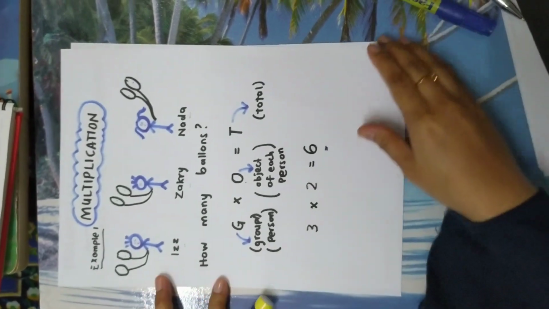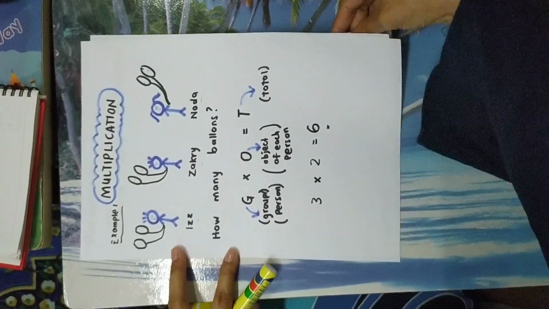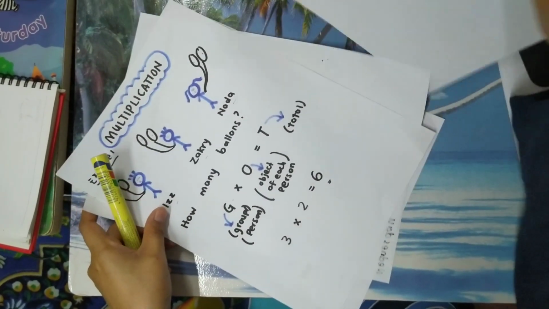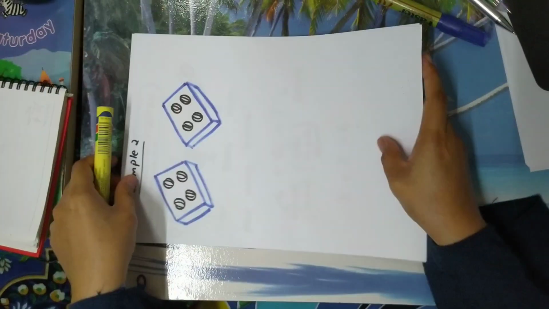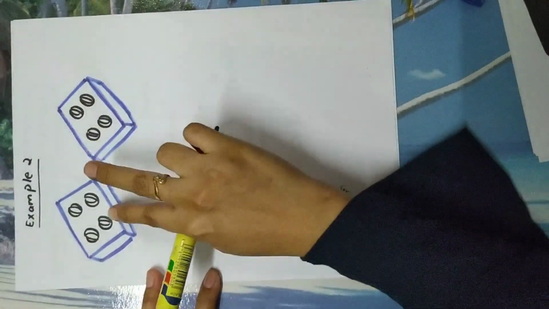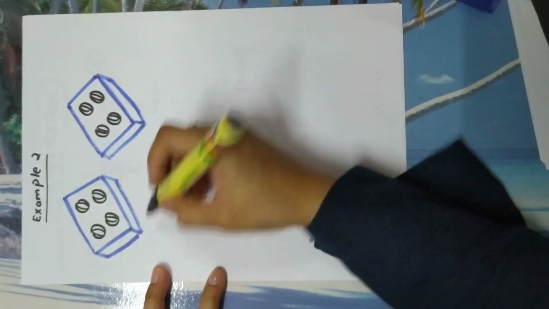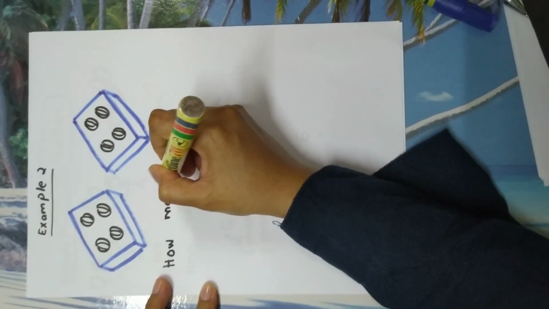Okay, let's move to another example. Example number 2. Okay, I have 2 boxes of marbles. So the question here is how many marbles?